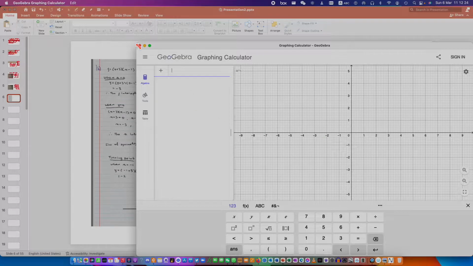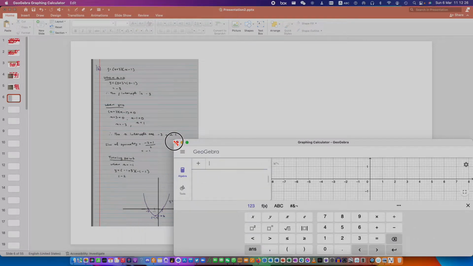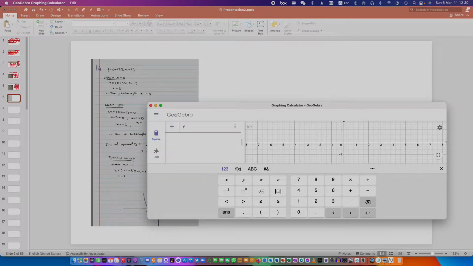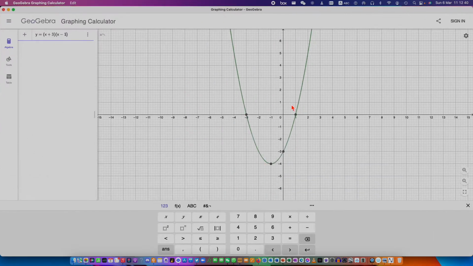So let's say you give me the equation. Where's the equation? This one, right? Can you read it out to me? Y equals x plus 3, times x minus 1. Good. Done. So they say, hey, I got my graph. They love using GeoGebra.